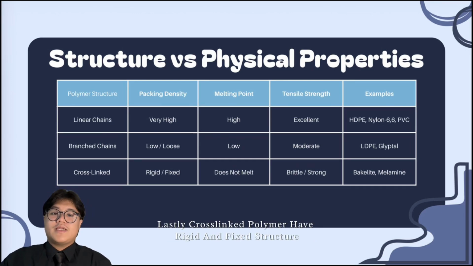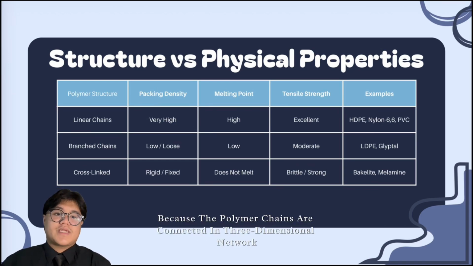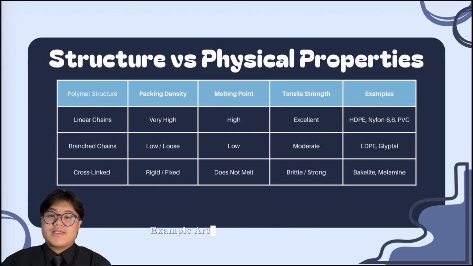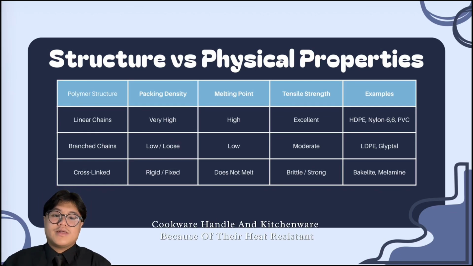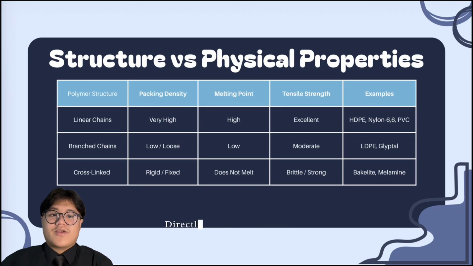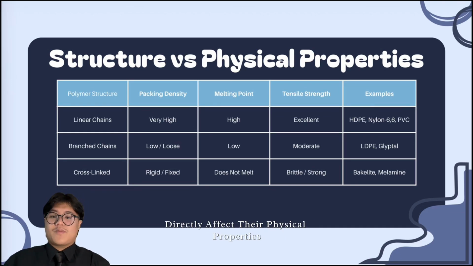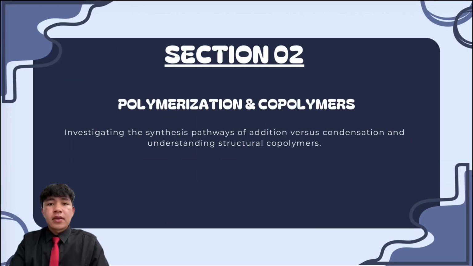Lastly, cross-linked polymers have a rigid and fixed structure. They do not melt easily and are strong, but brittle because the polymer chains are connected in a three-dimensional network. Examples are bakelite and melamine, which are used in electrical switches, cookware handles, and kitchenware because of their heat resistance. Therefore, different polymer structures directly affect their physical properties and determine their suitability for different applications.